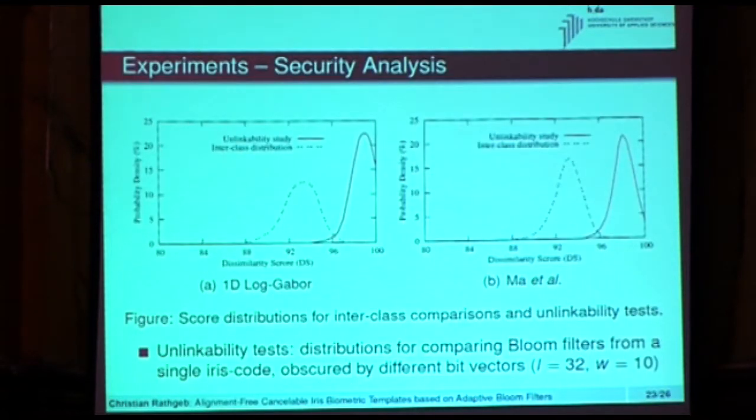This is the unlinkability study. We compare the original intraclass distribution for the cancelable system using one secret to the distribution of comparing identical iris codes which are transformed with different secrets. Obviously here the dissimilarity score is even higher, so the irreversibility is achieved. This is shown for the best configuration.